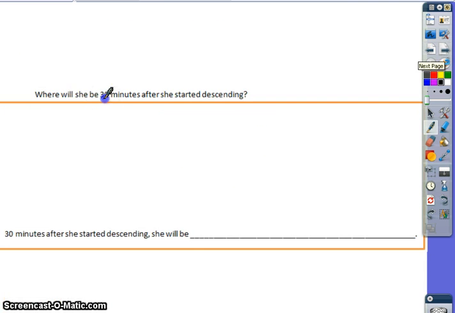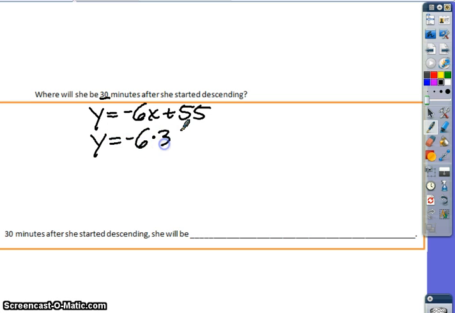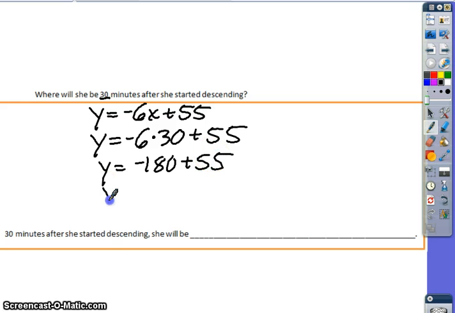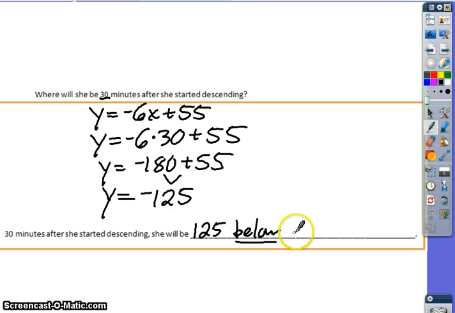The next question is pretty straightforward, 30 minutes, so y equals negative 6x plus 55. I will replace x with 30 and then evaluate this equation. So y equals negative 180 plus 55. Okay? Since this is a negative and this is a positive, I must find their difference, which is negative 125. So after 30 minutes after she started descending, she will be 125 feet below. I know it's below because it's negative, below the top.